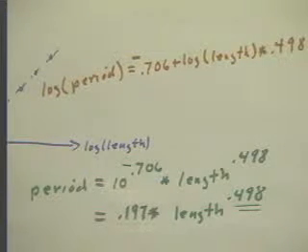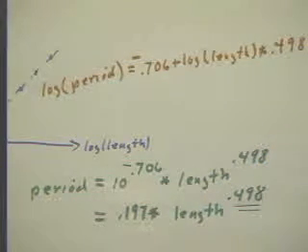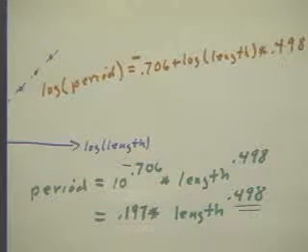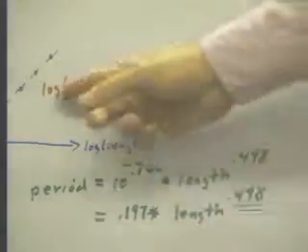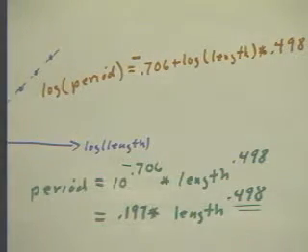Physics tells us that this ought to be length to the 0.5 power. And physics also gives us a value for this number out here. So here's a slick way to get the period as a function of the length.